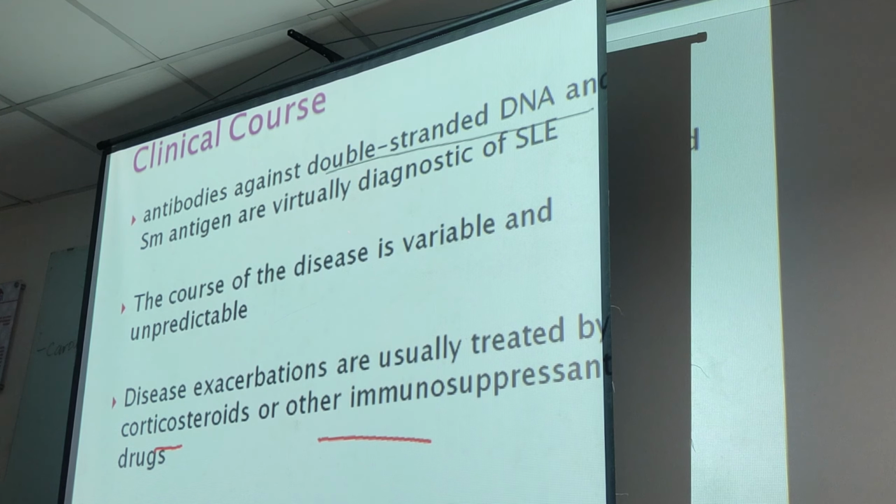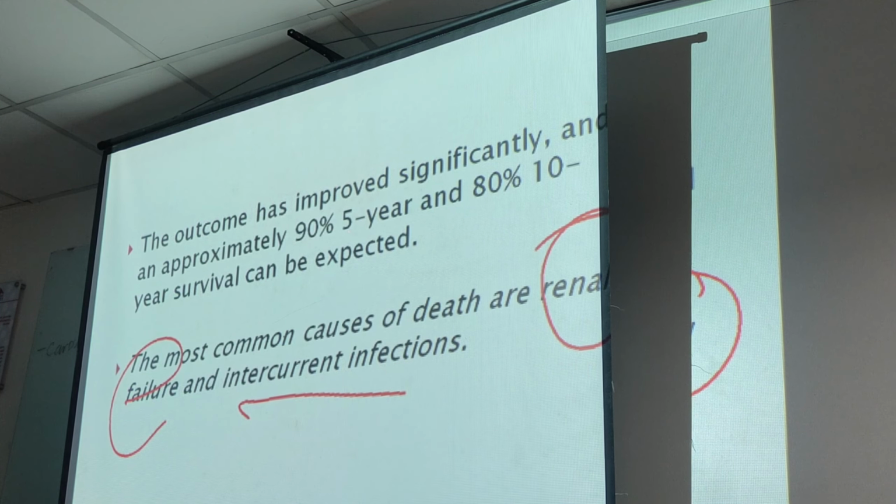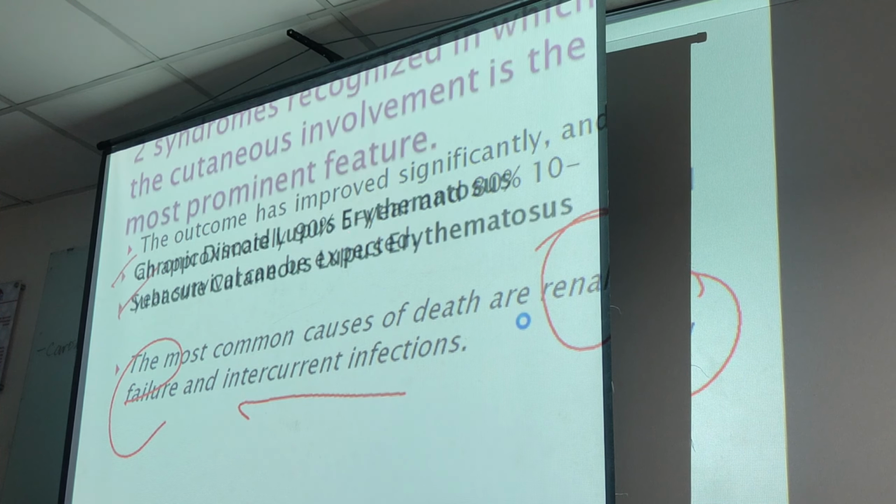Antibodies against dsDNA and Smith antigen are virtually diagnostic of SLE if present in the patient's blood. The course of the disease is variable and unpredictable. Disease exacerbations are usually controlled or treated with steroids and immune modulation. The outcome of SLE has improved significantly. However, the bulk of mortality and morbidity will be related to renal failure or intercurrent infections.